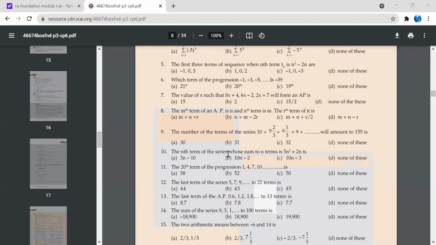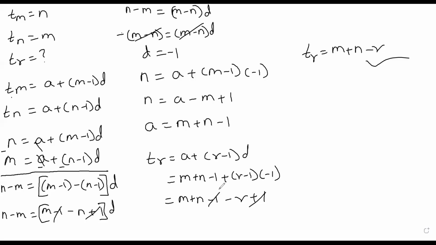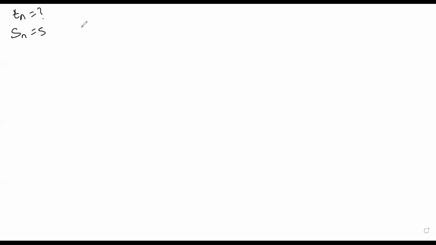The nth term of the series whose sum to n terms is 5n square plus 2n. So they have asked you to find out Tn when Sn is already given to you. They are asking you to find out Tn when Sn is 5n square plus 2n.